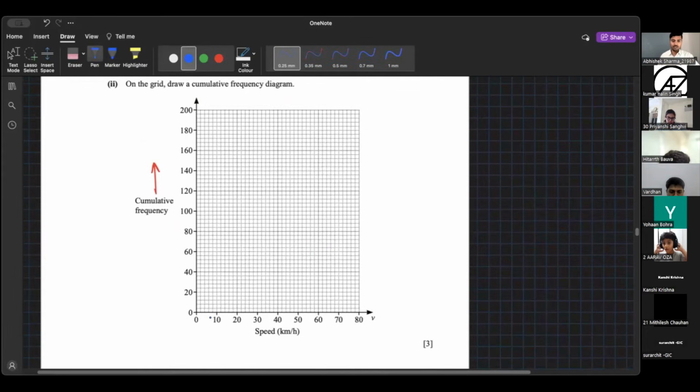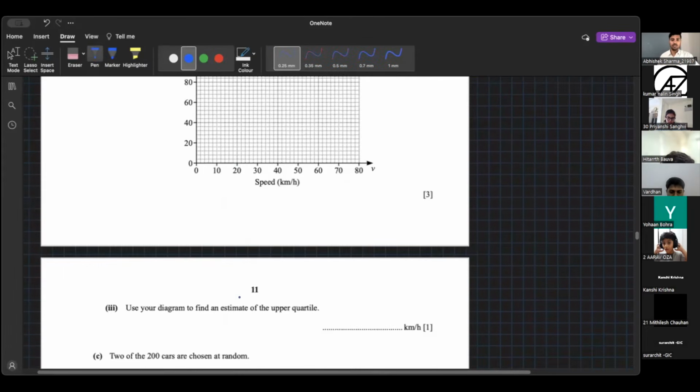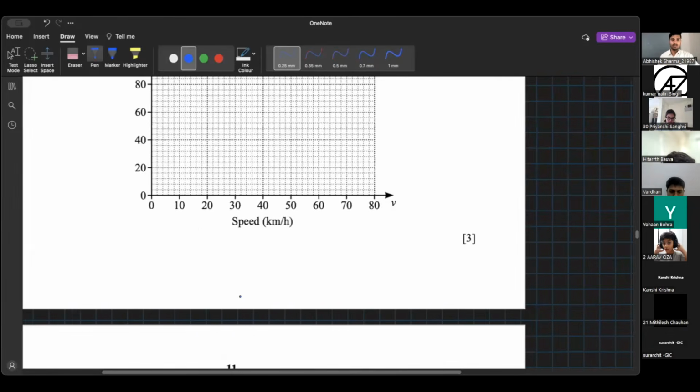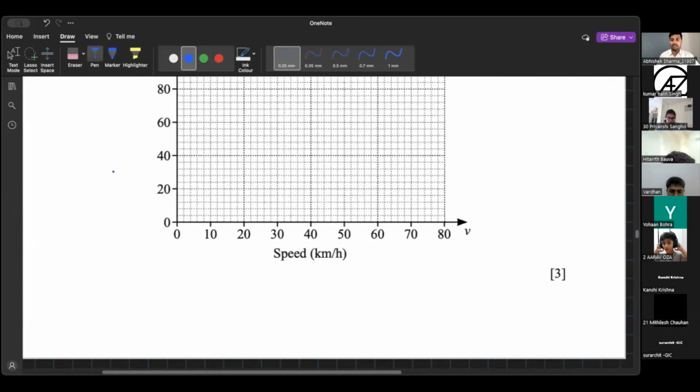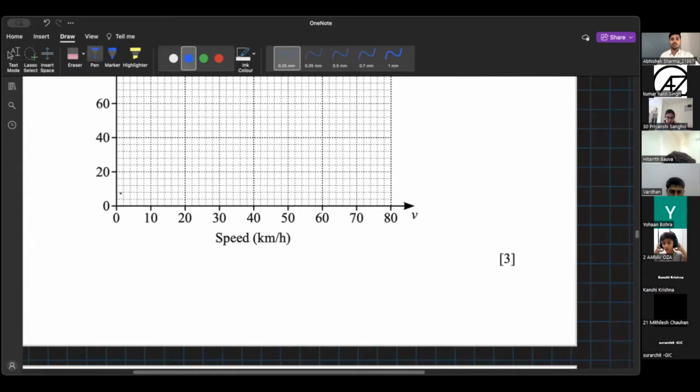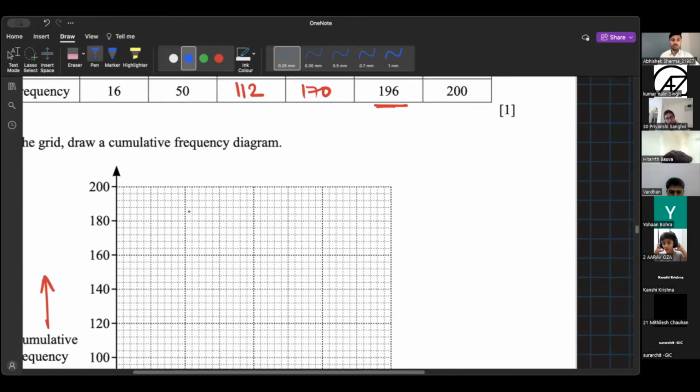If we look closely here, we can clearly see that if this is 20, what is 1 unit? 4. So at 20, we have to show 16. So 16 must be here. 4 into 4 is 16. Now let's check the second one.